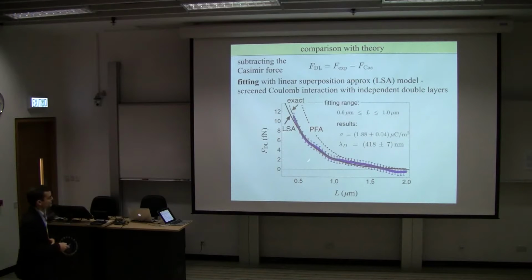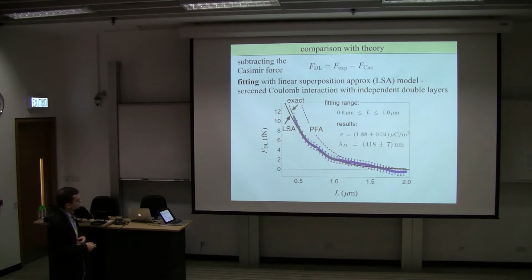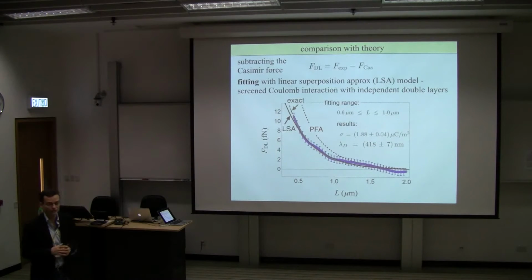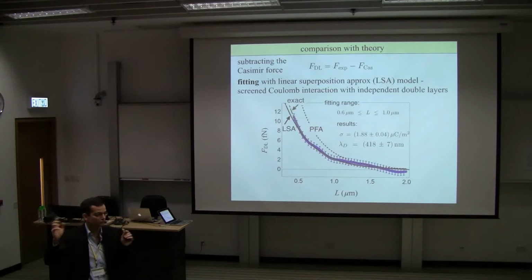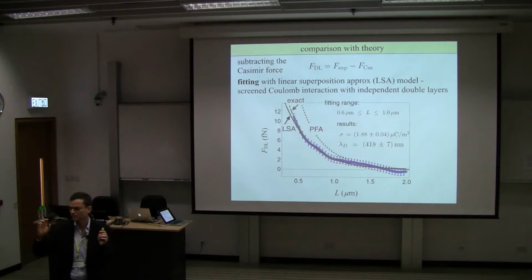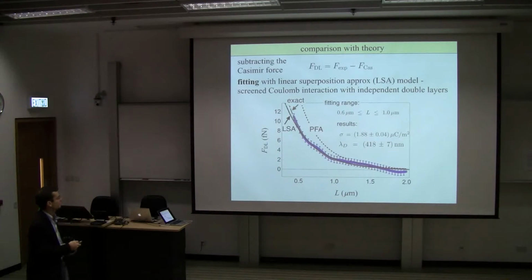So this double layer force is a function of distance, so I have these blue points. And this is the PFA for the double layer, very bad, right? Not PFA for Casimir, for the double layer interaction. And we fit our blue data with this linear superposition approximation, which is very simple. If these spheres are very far apart, then the double layers are independent of each other, okay? And then I just have this screened Coulomb interaction. Very simple formula I'm not showing.